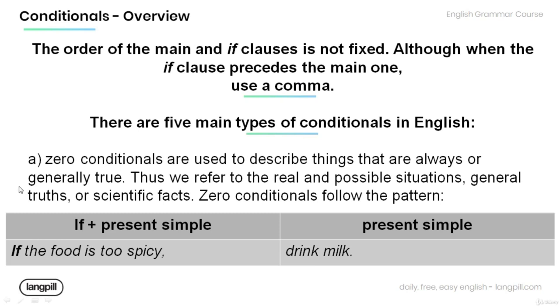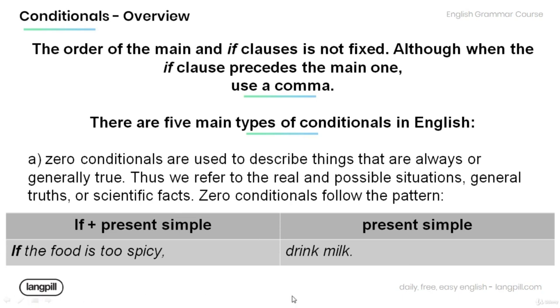A. Zero conditionals. Zero conditionals are used to describe things that are always or generally true. Thus, we refer to the real and possible situations, general truth, or scientific facts. Note that zero conditionals follow the pattern if plus present simple, present simple.